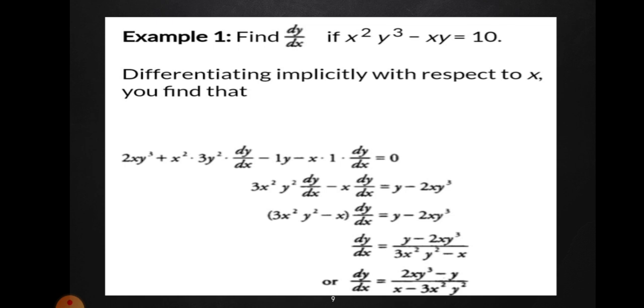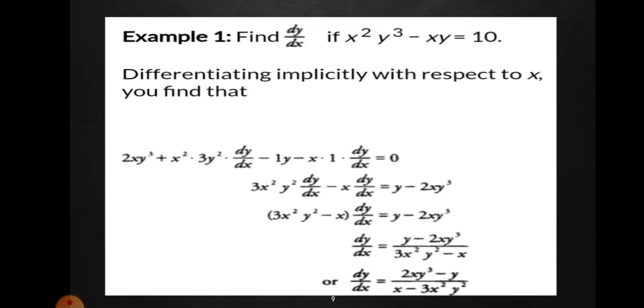So, we are going to combine the like terms and then transpose the 2xy cubed to the right side. So, 3x squared y squared dy over dx minus x dy over dx is equal to y minus 2xy cubed.